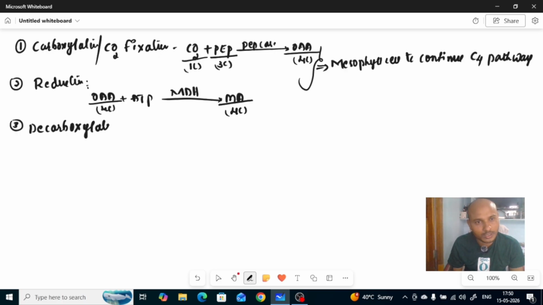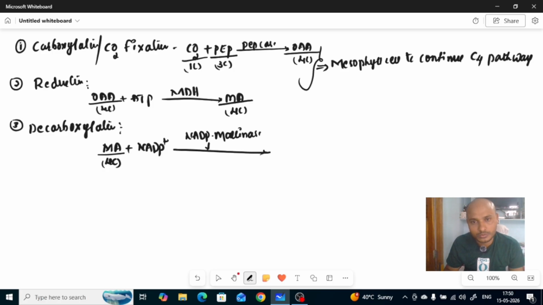And after formation of malic acid, the 4 carbon compound, it enters the third step, that is the decarboxylation step. This decarboxylation step occurs in bundle sheath cells. This malic acid 4 carbon compound, in the presence of NADP plus and an enzyme called NADP malic enzyme, is converted into 1 carbon in the form of carbon dioxide and a 3 carbon compound in the form of pyruvic acid. So pyruvic acid has 3 carbons, and carbon dioxide has 1 carbon. This occurs in bundle sheath cells by the decarboxylation process.